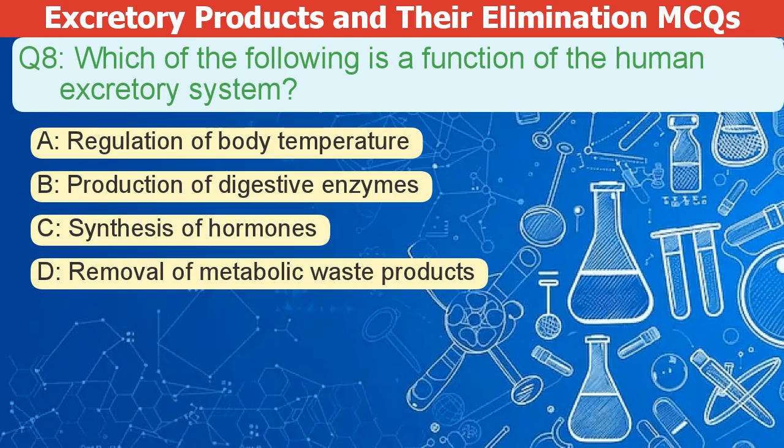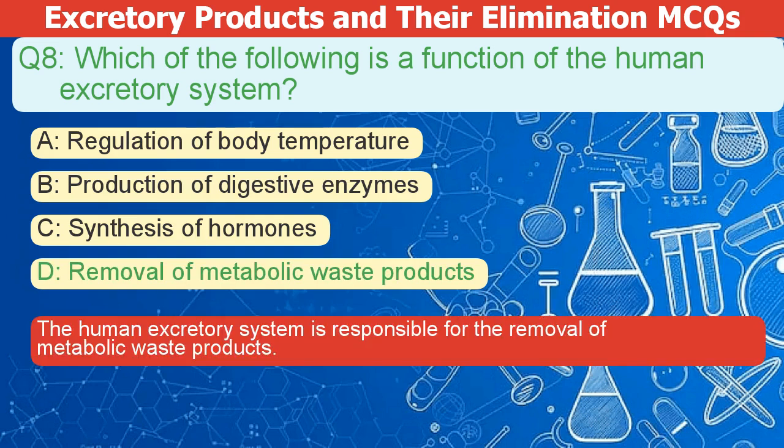Which of the following is a function of the human excretory system? A. Regulation of body temperature. B. Production of digestive enzymes. C. Synthesis of hormones. D. Removal of metabolic waste products. The correct answer is D. The human excretory system is responsible for removing metabolic waste products.